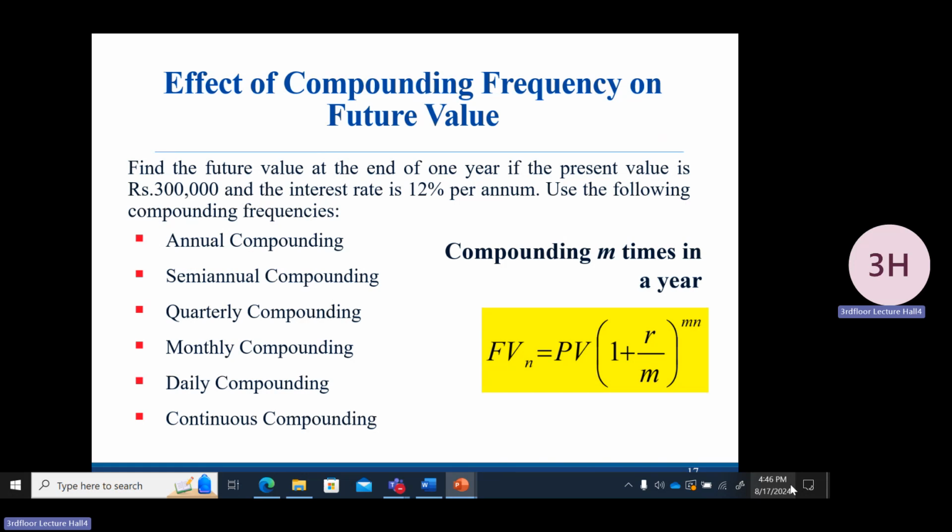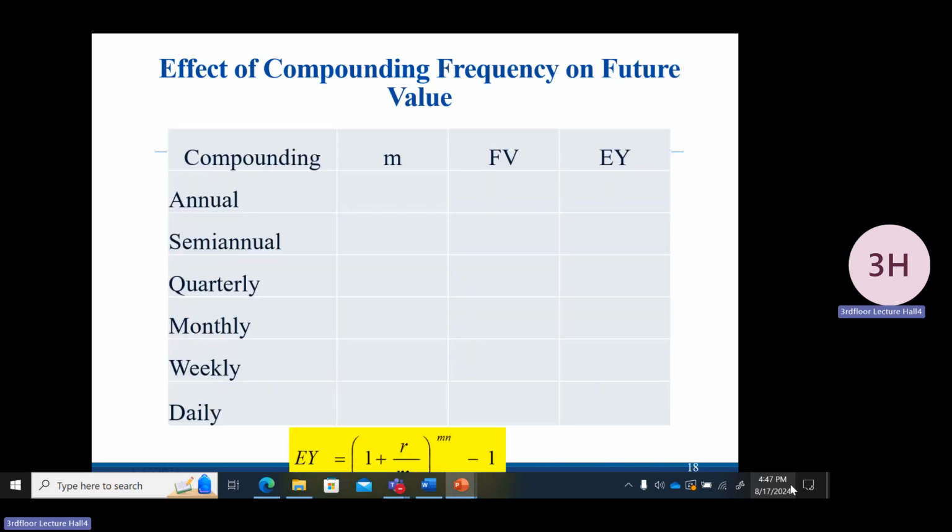I explained them. Please calculate the values for the other frequencies: quarterly, monthly, daily, and also weekly. I think there is a table. Fill this in. We calculate the future value. Just forget about the effective rate for now.